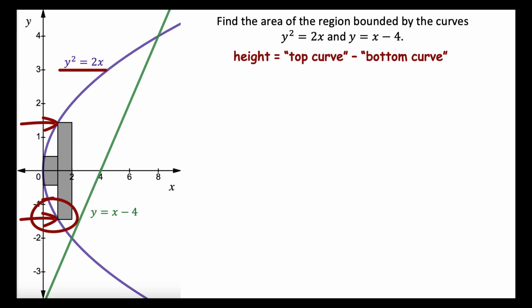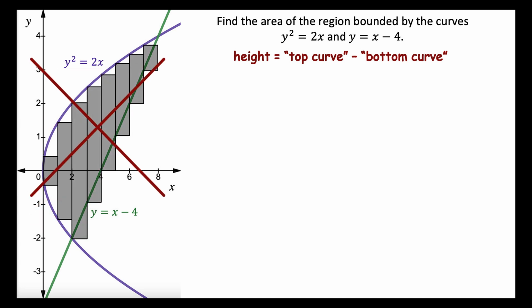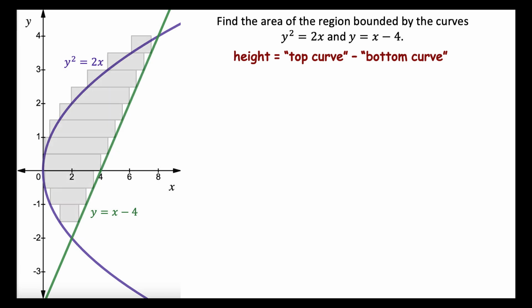Wait, what? The height is the difference between the curve y squared equals 2x and itself? That difference is 0, but the height is not 0. So something is wrong. But what? It seems that we cannot orient the approximating rectangles vertically. So let's try a horizontal orientation.